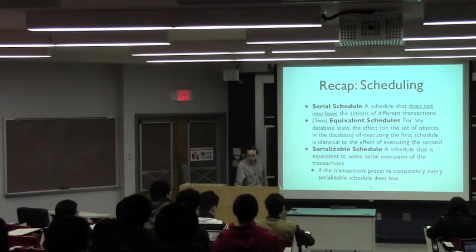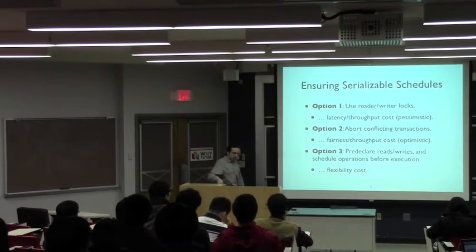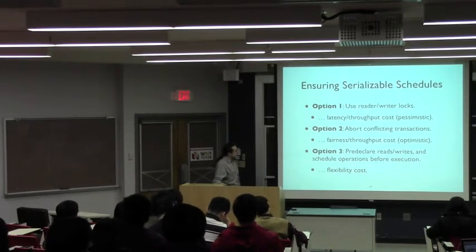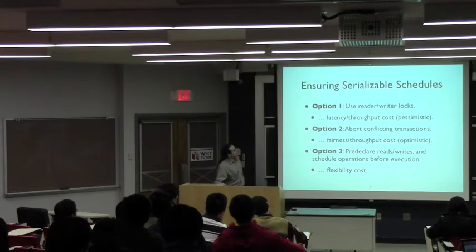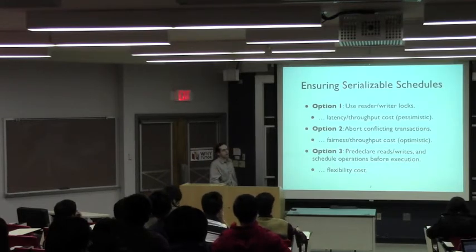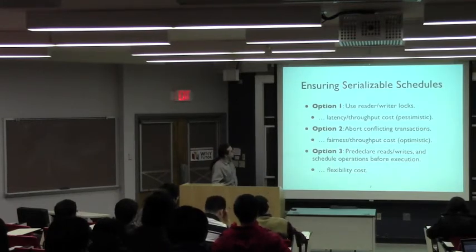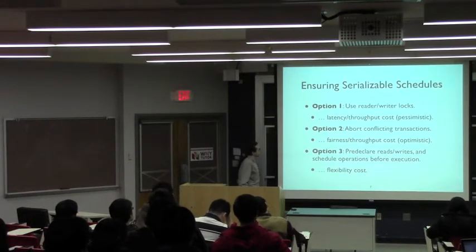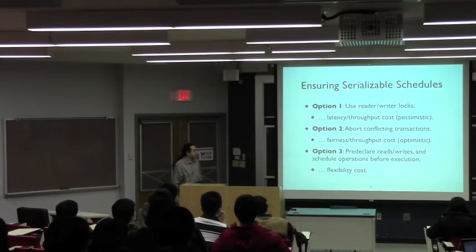All right. Okay, so again, from this high level, how do you ensure that two schedules end up being serializable? Well, there are three general strategies that you can take. You don't have to commit to precisely one of them. You can mix and match them in various ways. The first is to use some sort of blocking to make sure that you end up with one of these serializable schedules.